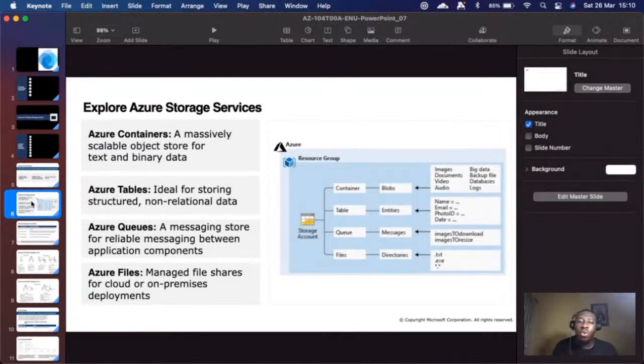So the next thing to look at is your Azure tables. Those of you who are into database and you're storing things like structured and unstructured data, relational data, and all of that, you could make use of your Azure tables to do that.